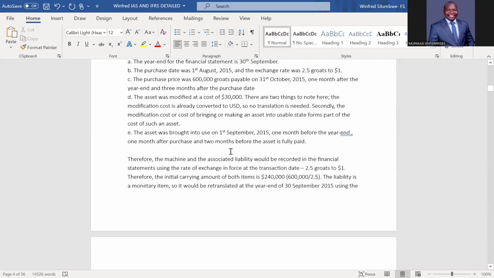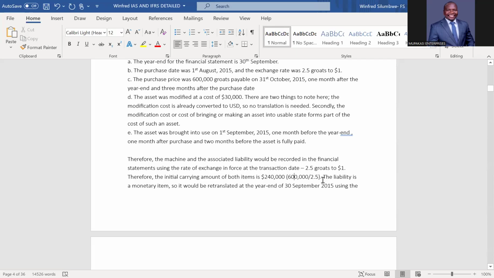So meaning the asset will be the conversion. I'm sure you know the conversion of 600 groat to that one. That's just to divide, so it will be 240. That is the cost for the purchase. Now we also need to capitalize that modification cost. Now here, first of all, the liability is a monetary item.